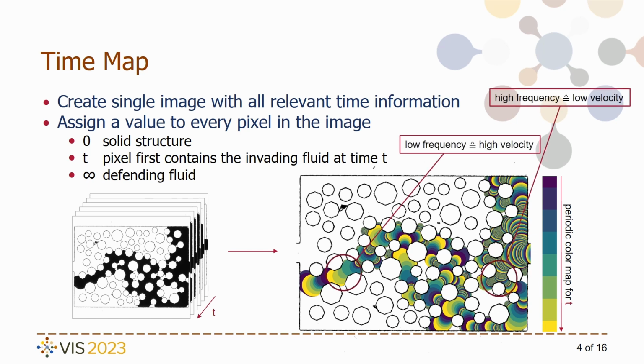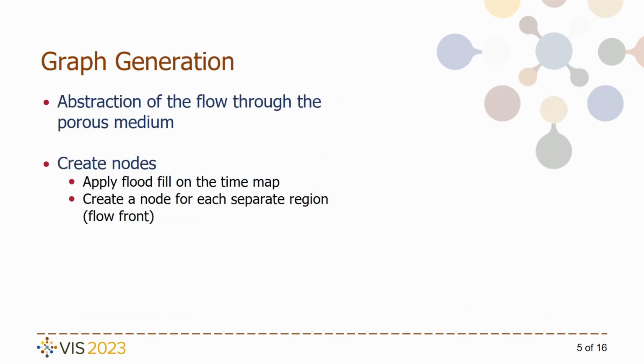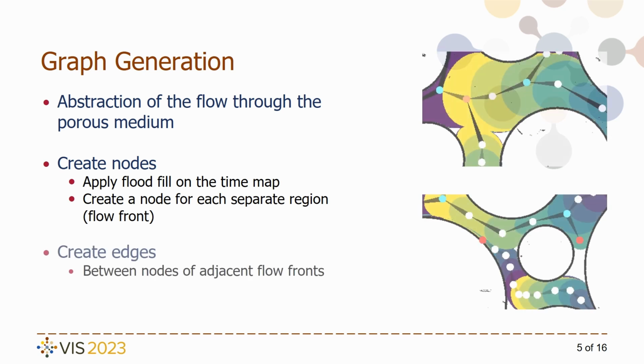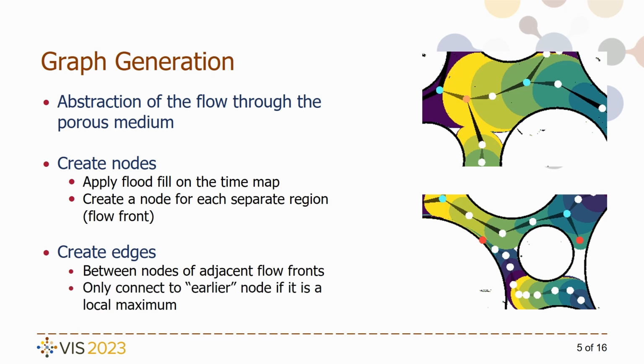To generate the graph as an abstraction of the flow from this intermediate representation, we apply a flood fill algorithm to the time map. This provides us with separate regions that we call flow fronts, and each flow front is assigned a node. Edges are then created between adjacent fronts, but for a node with time t only if it has a neighboring node with lower time value, which is, at the same time, a local maximum lower than t.